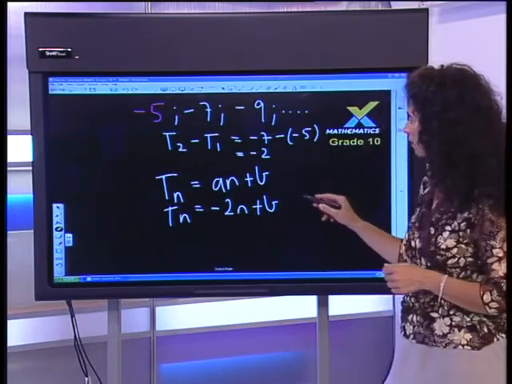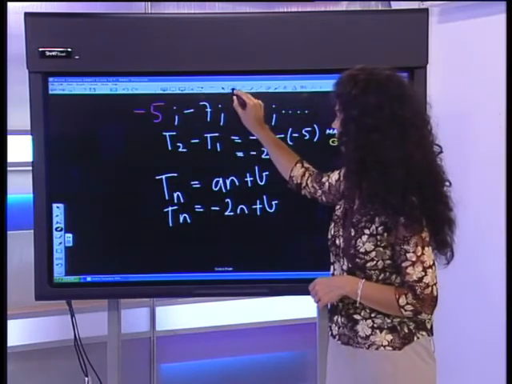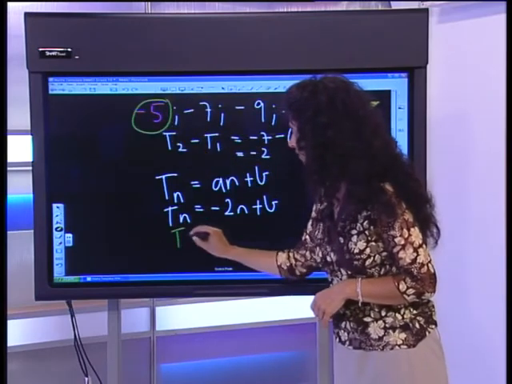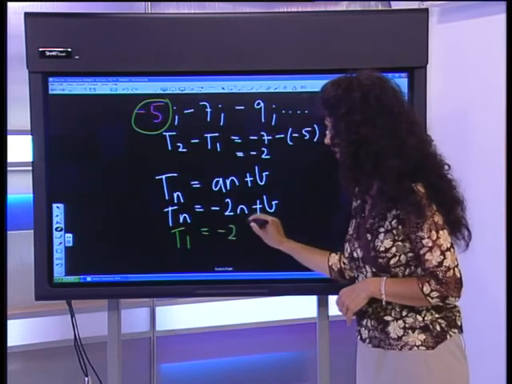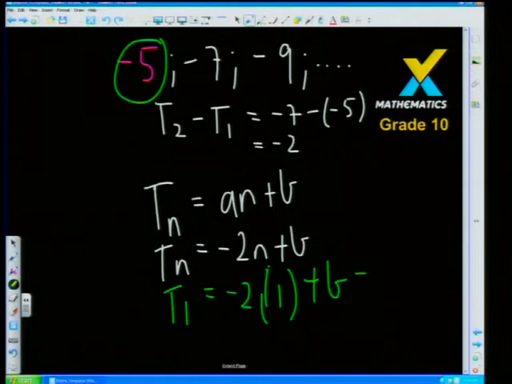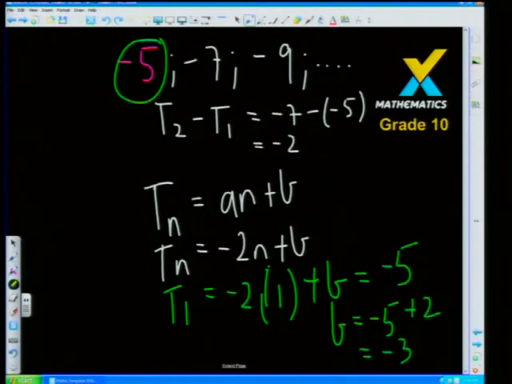Then, are there any constraints on B? How do we get to B? We take the first term, which in this case is -5. T1 is -2 times 1, remember n stands for the number in the sequence, so it's 1, plus B, and this is equal to -5. Let's solve for B. We get a -2 over here, so B is -5 plus 2, so B comes out as -3. There we go. B can also be negative.